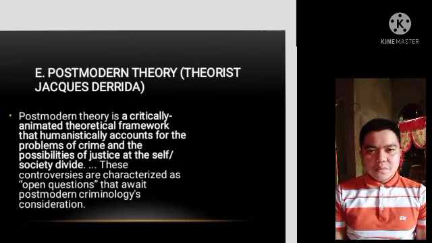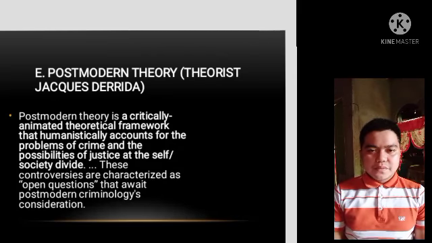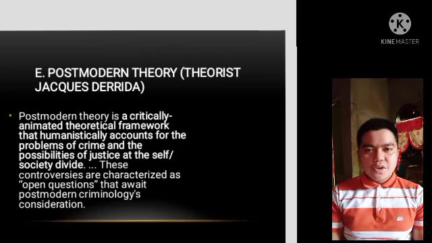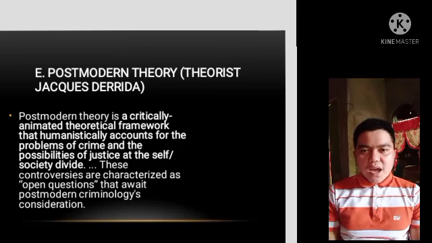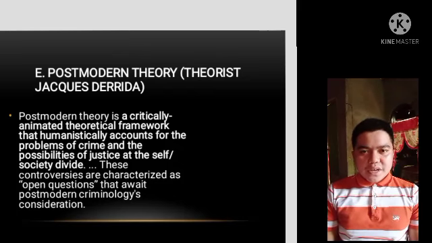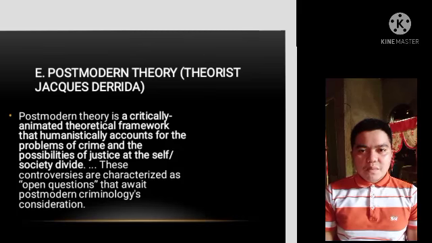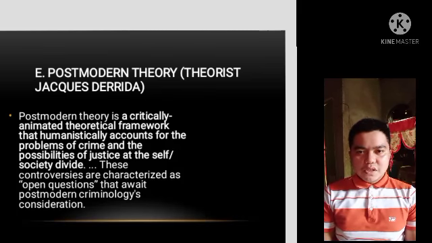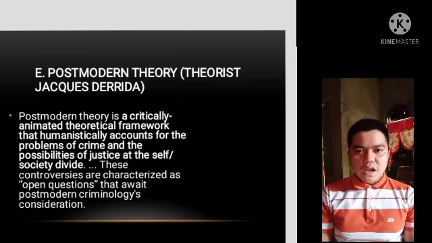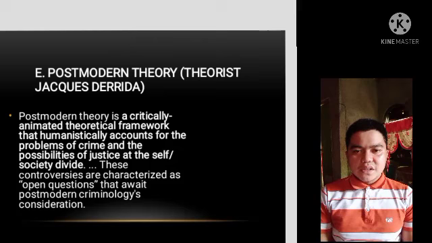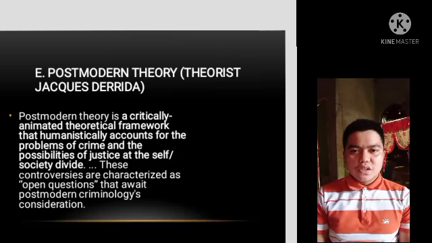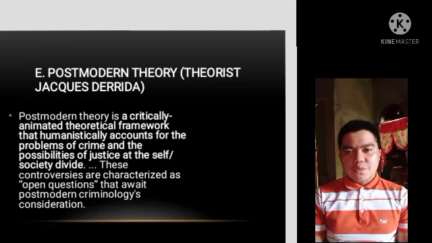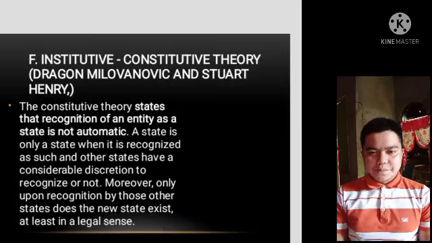Postmodern theory by Derrida. Postmodern theory is a critical theoretical framework that humanistically accounts for problems of crime and possibilities of justice in the self and society. These controversies are characterized as open questions that await postmodern criminology's consideration.